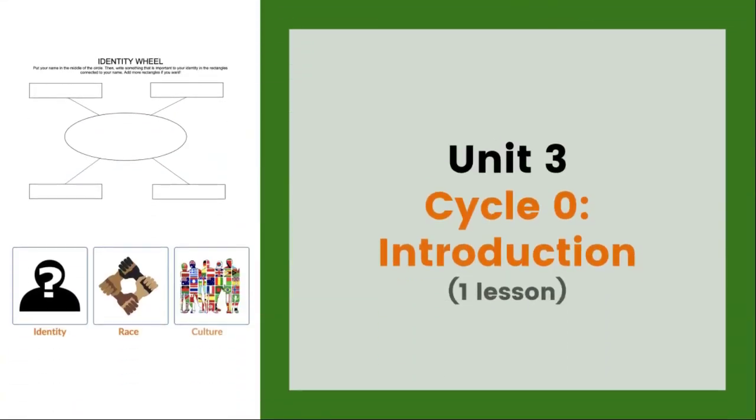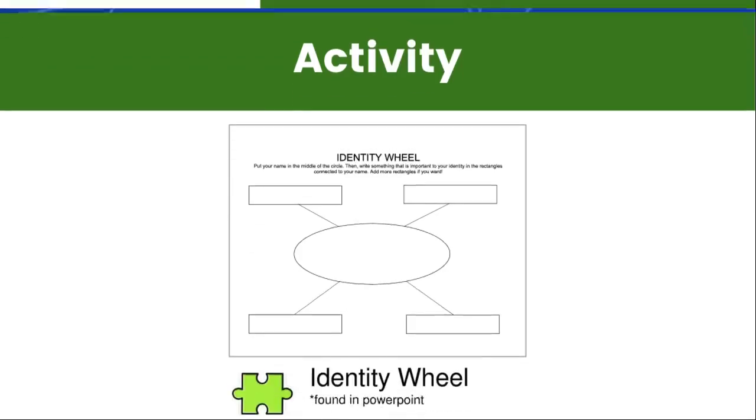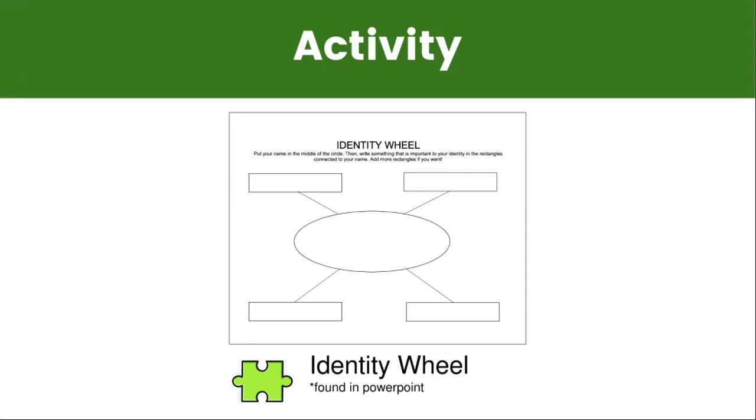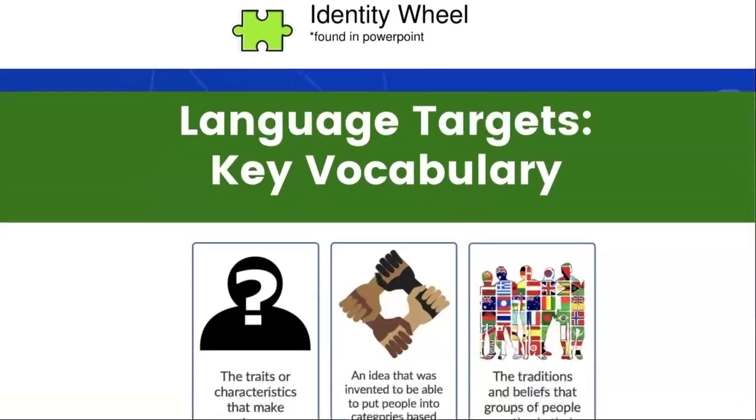Now we have Cycle 0, the introduction. This lesson, it's one lesson, focuses on identity, race, and culture. Given the sensitivity of those topics, this is a perfect introduction for you all to talk about identity. It provides students with an activity centered on an identity wheel, and students get to discuss what really makes up their identity, whether it's centered through culture, language, etc. You have that opportunity to engage in that discussion with your students.